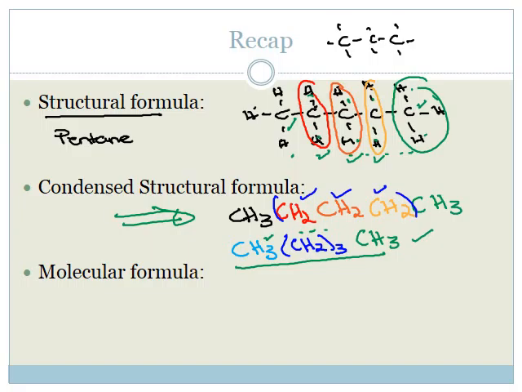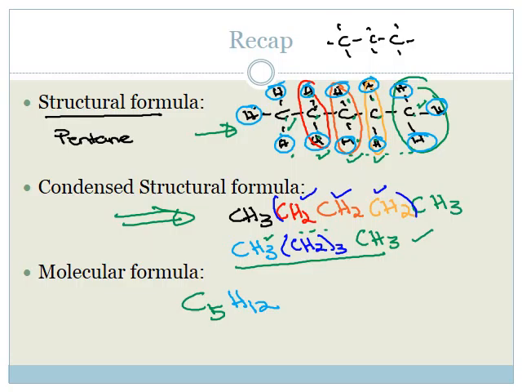Finally, the molecular formula. The molecular formula is just really saying, right, what do we have? We have how many carbons, how many hydrogens, how many oxygens, etc. So if we go back to the original one, okay, and we count, we've got 1, 2, 3, 4, 5 carbons. So we go C5, and then we count the hydrogens, and I'm going to do it in a different color. We've got 1, 2, 3, 4, 5, 6, 7, 8, 9, 10, 11, 12, so that's H12, and obviously you don't do it in different colors, you can just do it in pen.